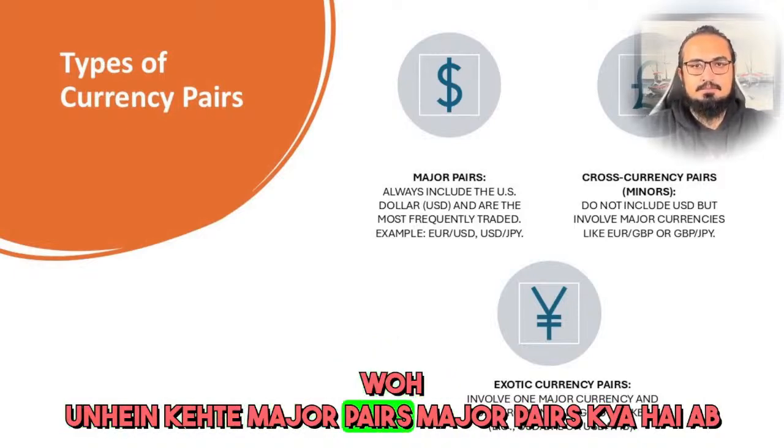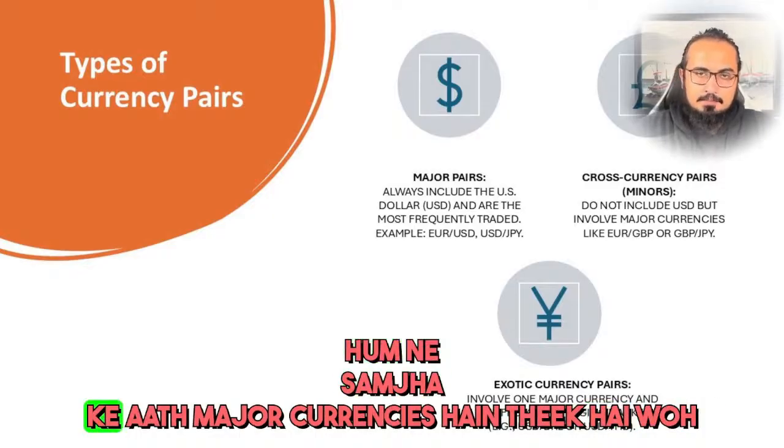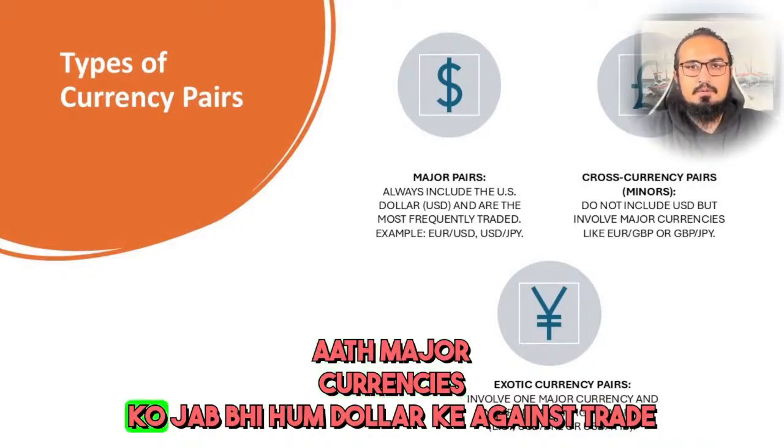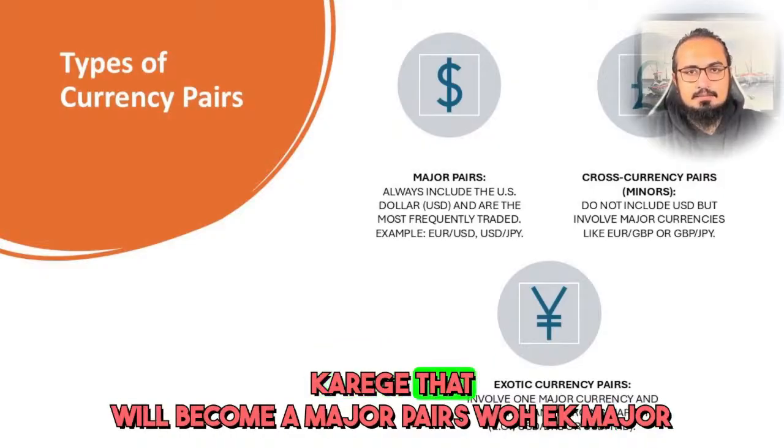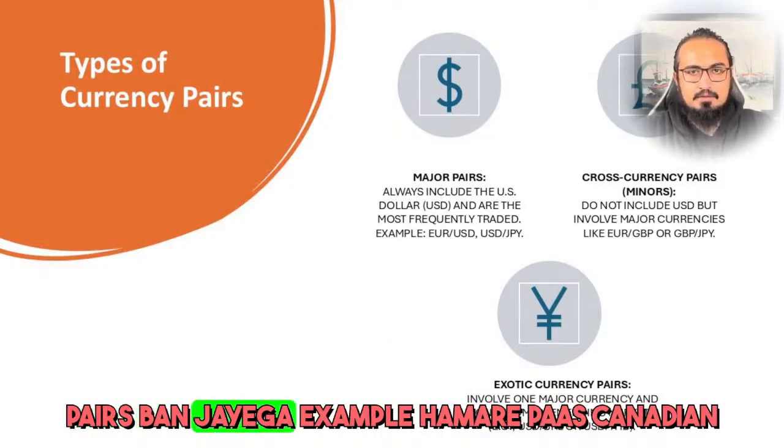Minor pairs: whenever we trade a major currency other than the dollar against another major currency, besides the dollar, we have 7. Trading one against another will become a minor pair. We made the pair. At last we have exotic currency pairs.